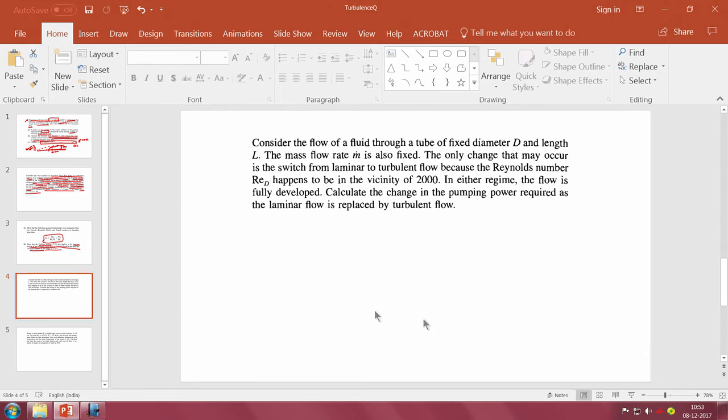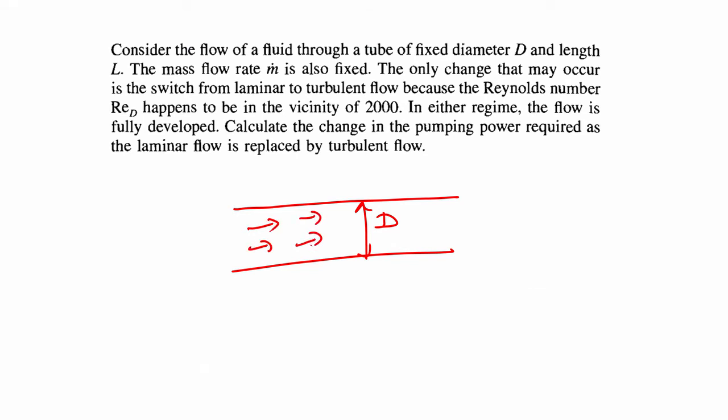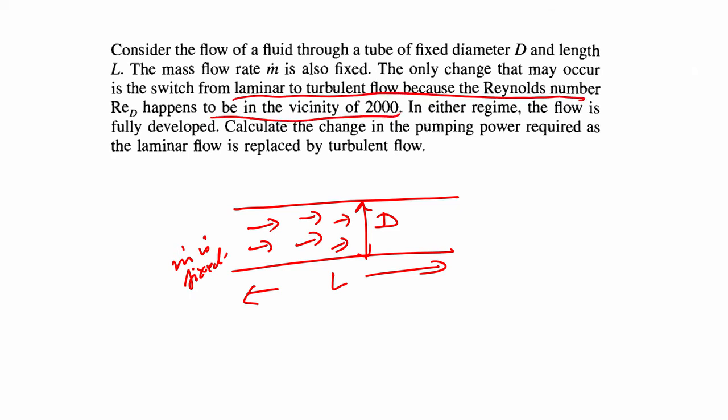The fourth problem. There is a fluid that is flowing through a tube which has got a fixed diameter of about d. The fluid flows through the tube, which has a diameter d and length L. M dot is fixed. The only change that can happen is from laminar to turbulent flow, because Reynolds number happens to be in the vicinity of 2000. Therefore, for internal fluid flow, that is the transition Reynolds number. In either regime, the flow is fully developed. So, this is an important assumption that is given.